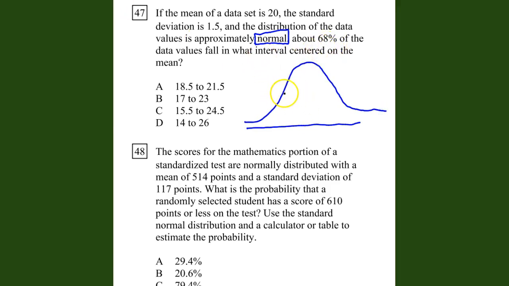So the piece of information you need to know here is that the middle 68% is 1 standard deviation plus or minus from the mean. So 1 standard deviation to the left, and the mean will be in the middle here. So this is 20. So if we're going to go 1 standard deviation bigger, it's going to be 1.5 more. So 20 plus 1.5 is 21.5, and then 20 minus 1.5, standard deviation, will give us 18.5. So that means 68% of the data will be between 18.5 and 21.5. That'd be A.